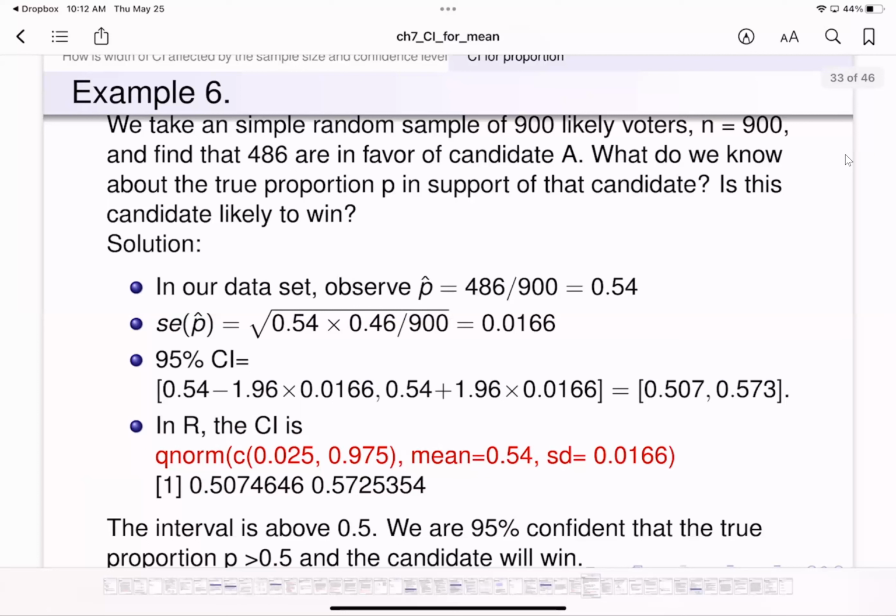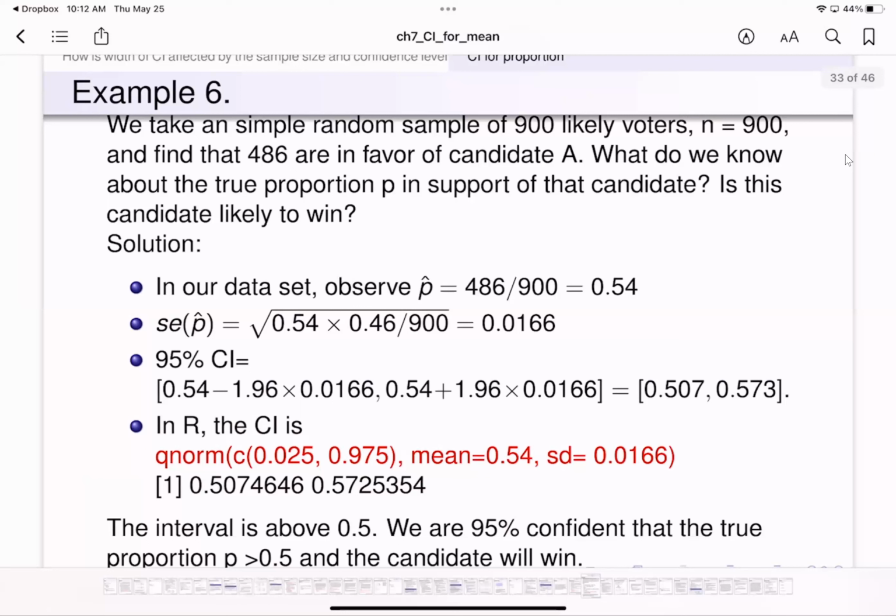So this 95% interval is p hat plus or minus 1.96 times the standard error. After finishing the computation, we see the interval is 0.507 to 0.573. The entire interval is above 0.5, so we can say that the candidate is likely to win, with 95% confidence.